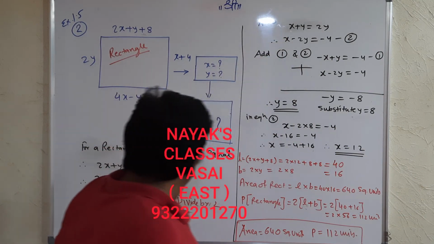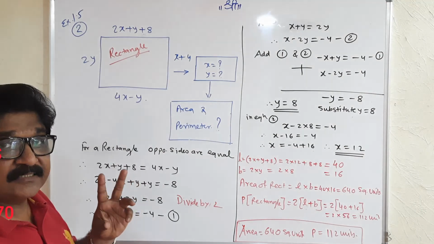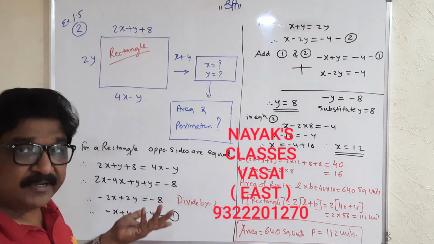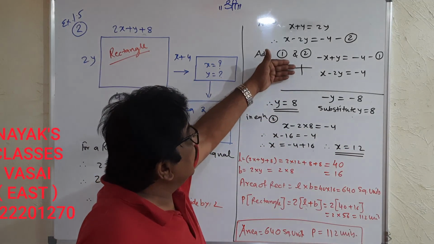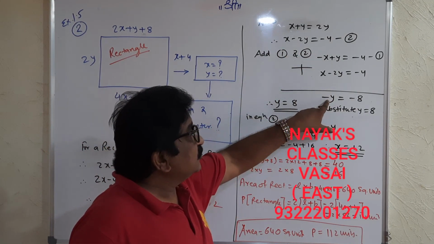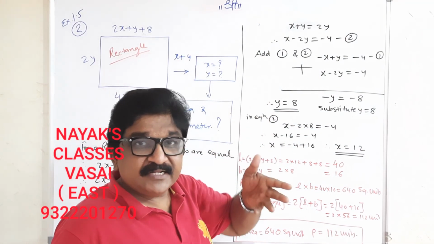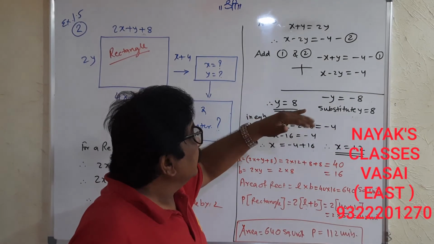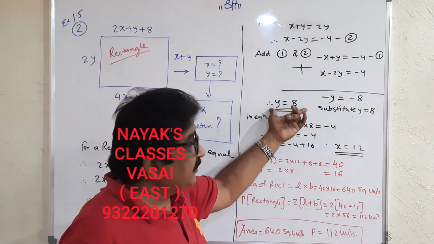Compare these two. You can check there. The x has same coefficient 1 and opposite sign minus. They have got opposite sign. So add them. After adding, we got minus y is equal to minus 8. Variable again minus. Negative sign is not allowed. So multiplying by minus 1, we got y is equal to 8.